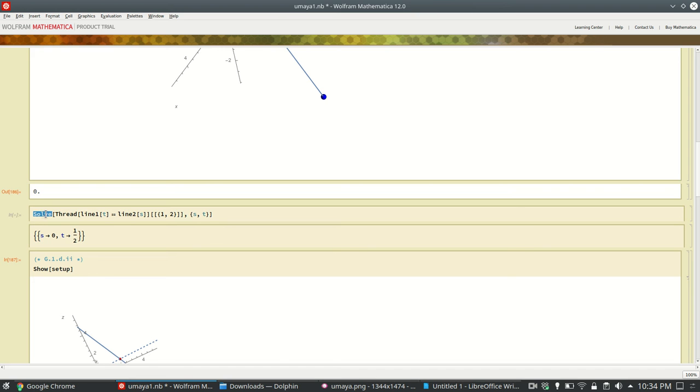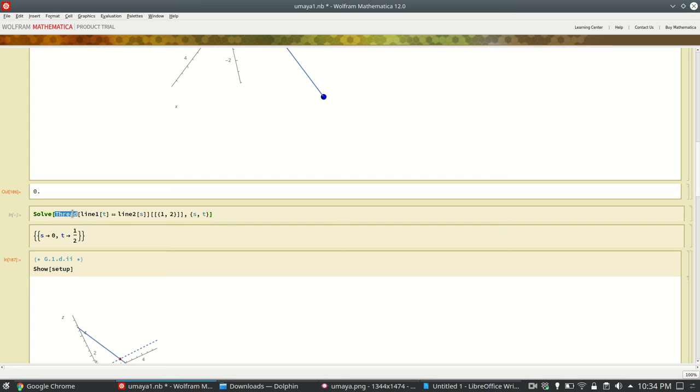The Solve function solves an equation, and this is the equation right here: line 1 equals line 2. So for what s and t does line 1 equal line 2? That's the equation here. Now, the Solve function takes an equation, and you also have to give it which variables we're solving for. So we're going to solve for s and t. That's why these two things are here.